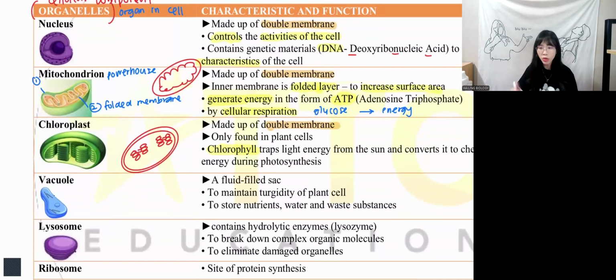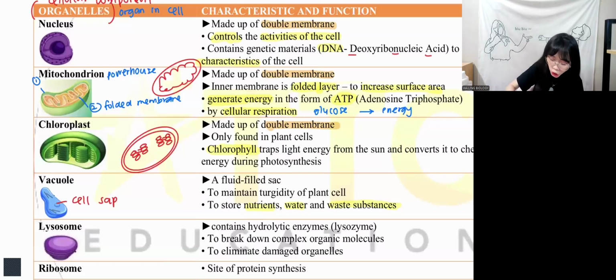Okay, next we have vacuole. Vacuole is a fluid-filled sac. What is inside the vacuole? Inside the vacuole, we have cell sap. Cell sap means that they have nutrients, water, waste substances, glucose, amino acids, gases, anything. It can be found in the cell sap.